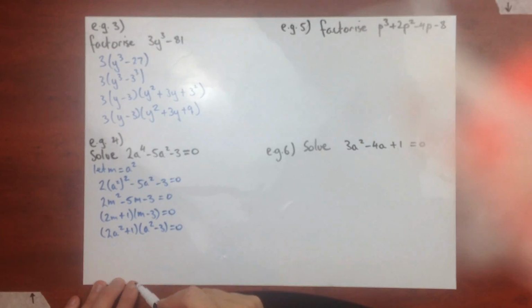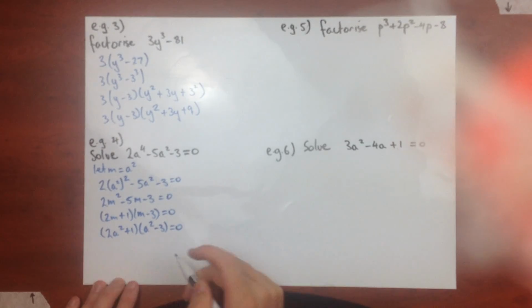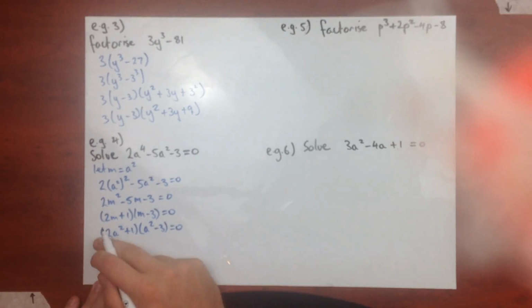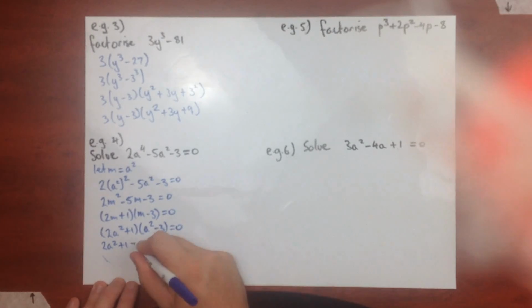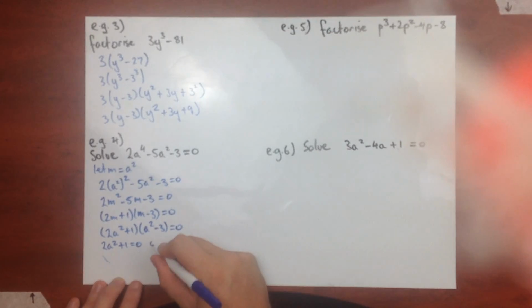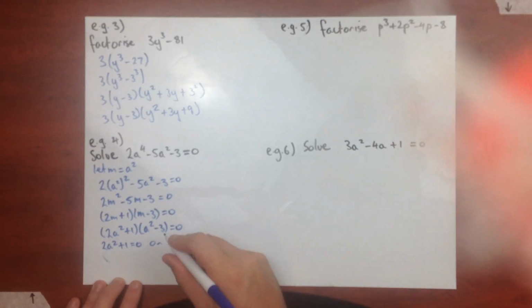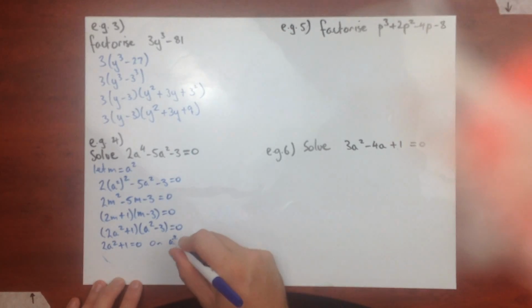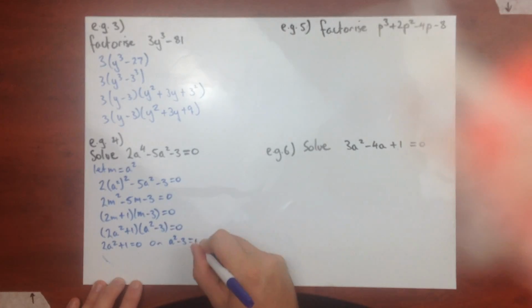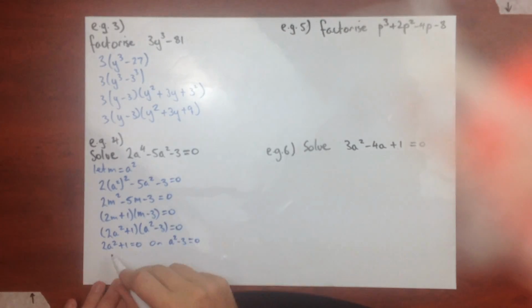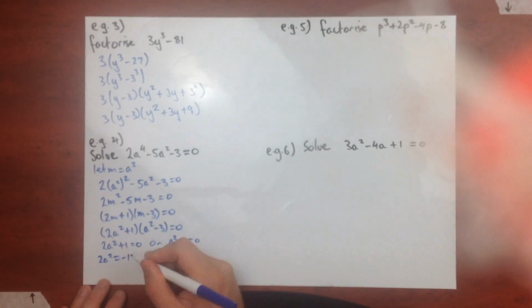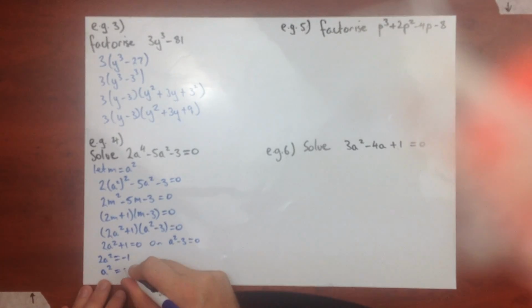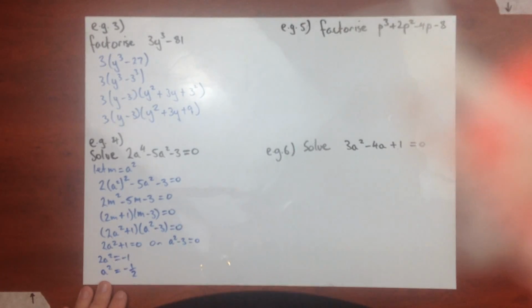What we can then do is go, okay, well, null factor law says that our 2a squared plus 1 equals 0, or that a squared take 3 equals 0. We're going to run into a problem with this one though, as you'll see in a second. So 2a squared equals minus 1, so a squared equals minus a half. Well, hang on, we can't take the square root of a negative. So we're going to discount this.